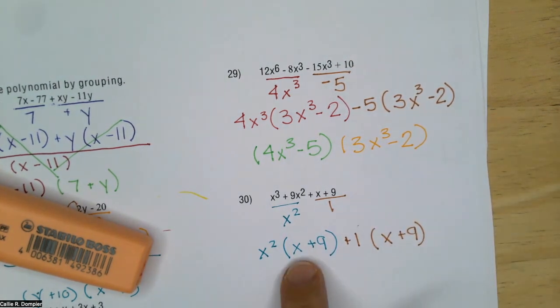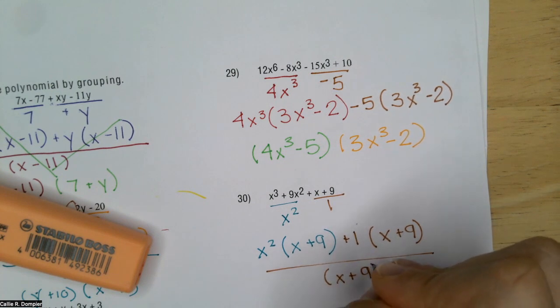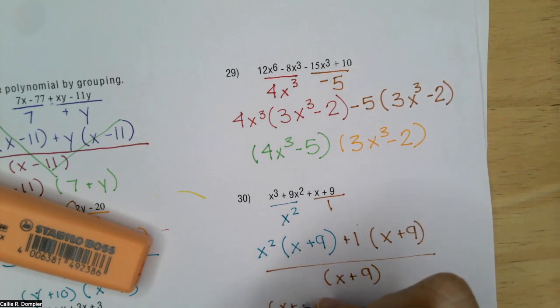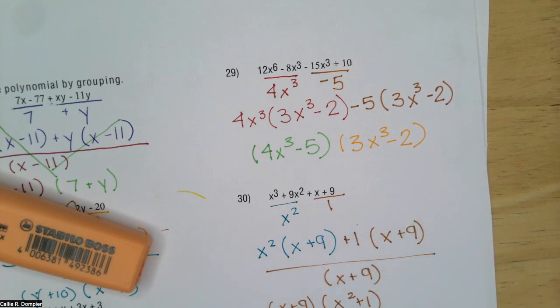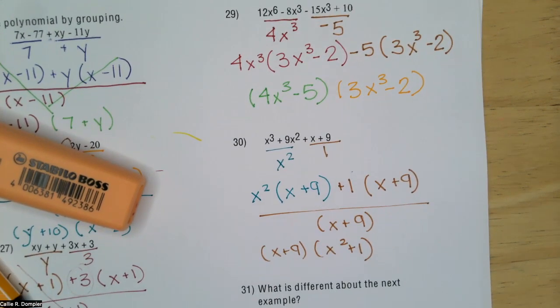So what do we still have? We still have x plus 9. x squared plus 1. Good.